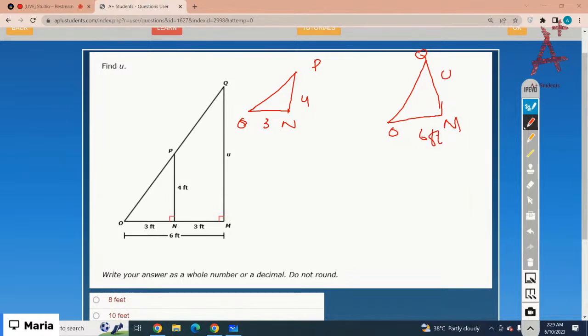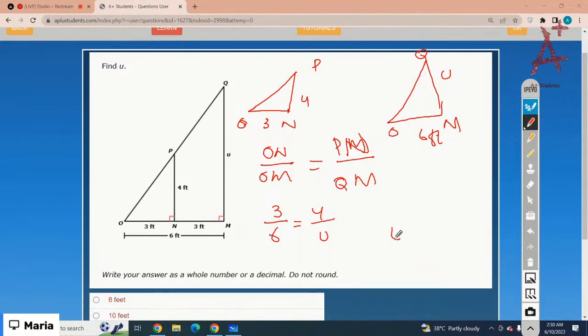Okay, let's just form a proportion between their similar sides. So ON corresponds to OM, so it would be ON divided by OM, and PN corresponds to QM. Got it? It would be ON is 3 and OM is 6, PN is 4 and QM you have to calculate, that would be U. Just solve this equation.